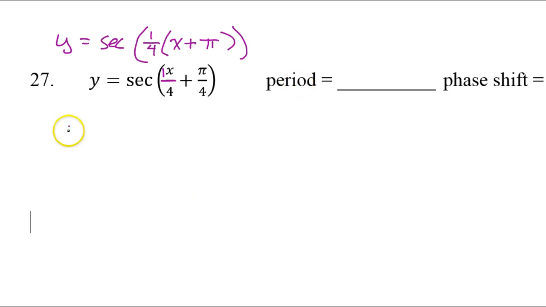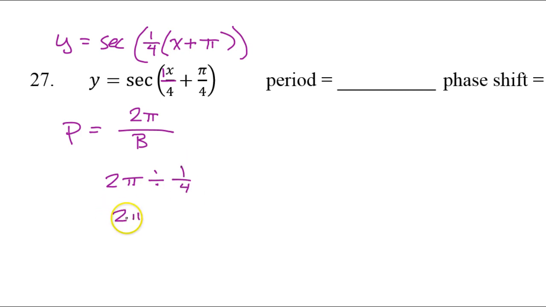Now let's talk about the period. The period is always the natural period divided by the b value. For sine and cosine and secant and cosecant, the natural period is 2 pi. So we're doing 2 pi divided by the b value. In this case, that means 2 pi divided by 1/4. Again, we multiply by the reciprocal, so that's 2 pi times 4. So that is 8 pi. So that's the period, 8 pi.